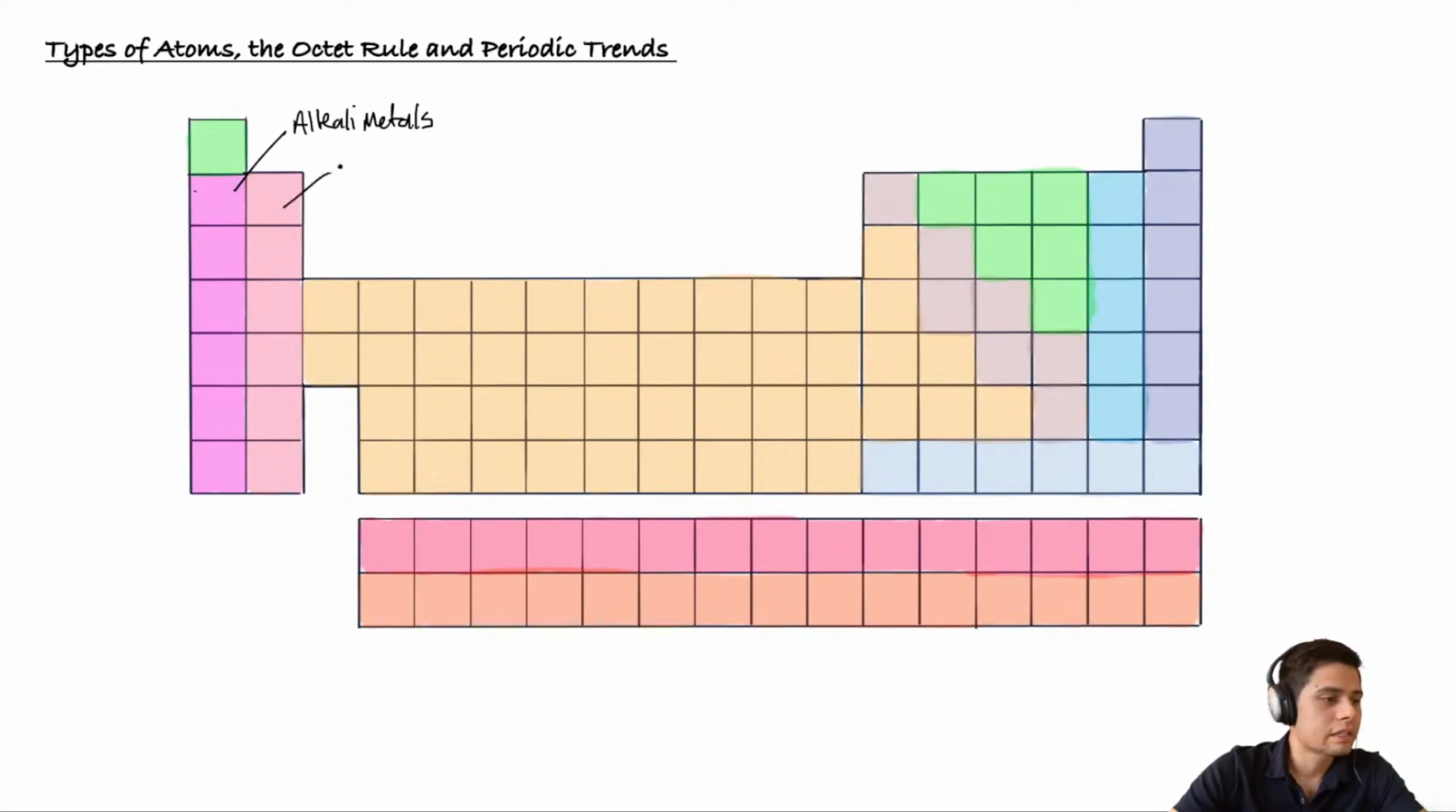Now these guys here are the alkali earth metals. And together, these guys form the true metals of the periodic table. So these are the true metals of the periodic table. These guys here, these are the transition metals.